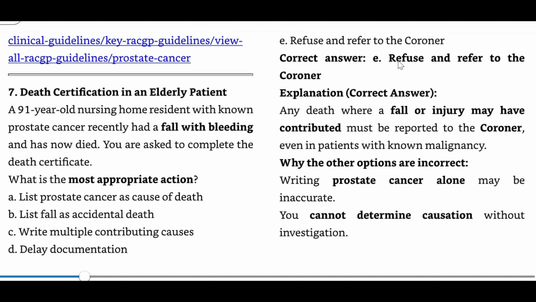The correct answer is refuse and refer to the coroner to investigate the cause of death. Explanation: any death where a fall or injury may have contributed must be reported to the coroner, even in patients with known malignancy. Why are the other options incorrect? Writing prostate cancer alone may be inaccurate. You can't determine the cause without investigation.